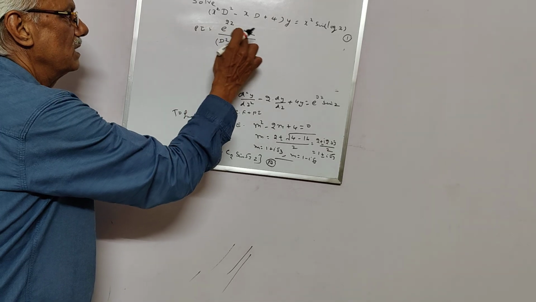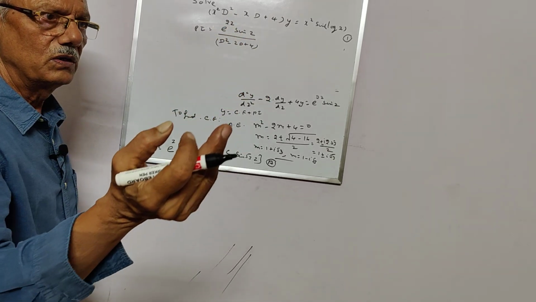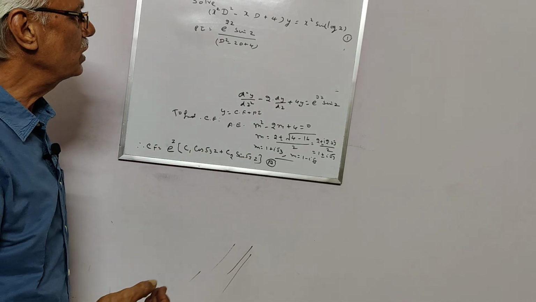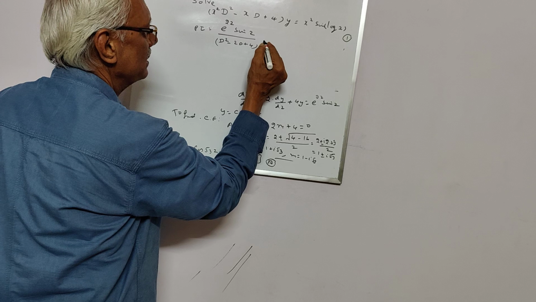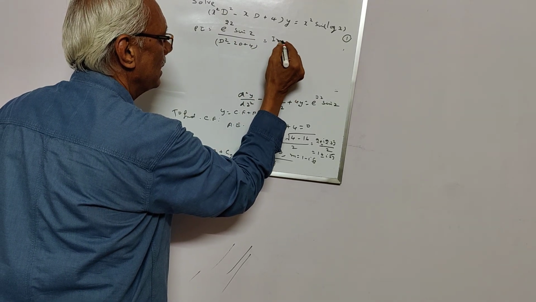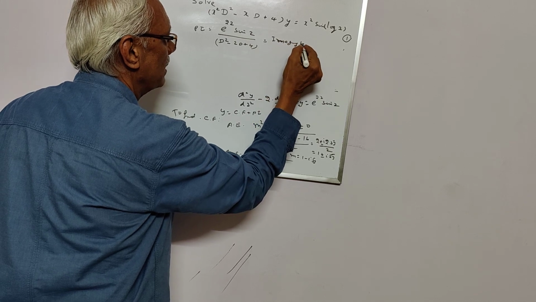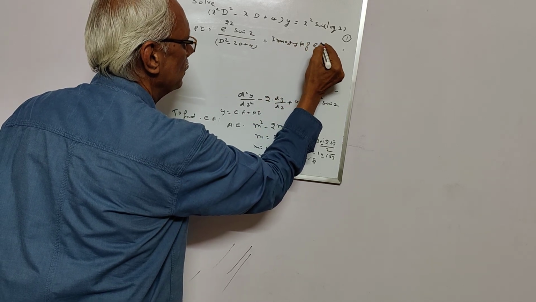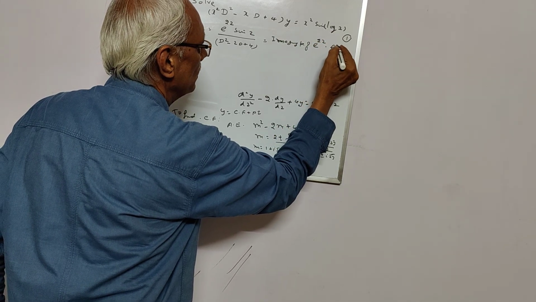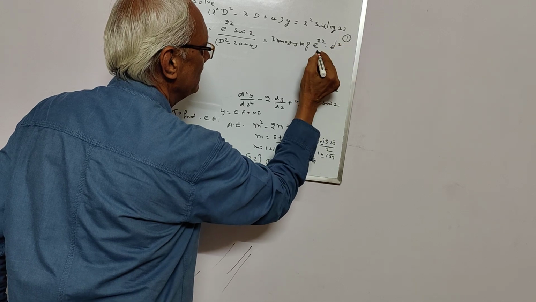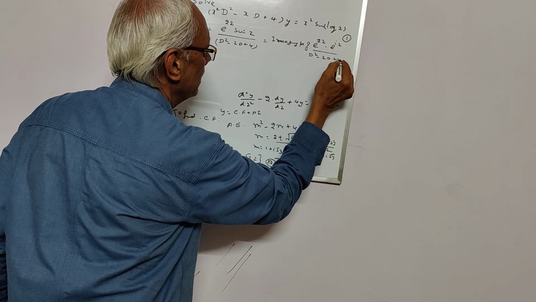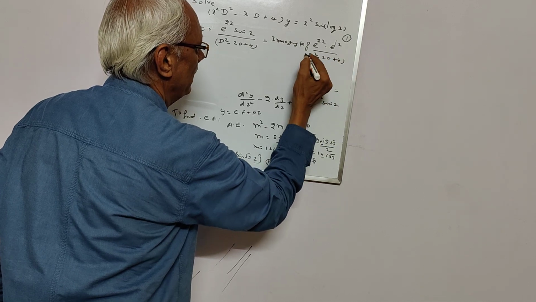Now, here this is a combination of two functions. One is exponential and another is a circular function. So, here the best method is to write this as the imaginary part of e to the power of 2z into e to the power of iz divided by d squared minus 2d plus 4. Can you catch what I am writing?